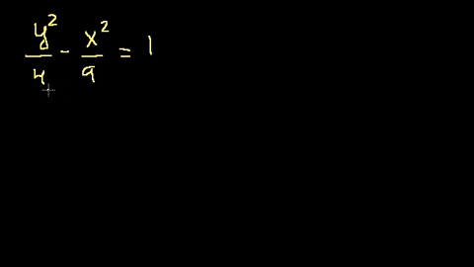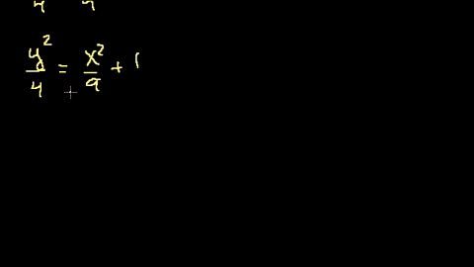So the first thing to figure out about this hyperbola is what are its asymptotes. And once again, I always forget the formulas, and I just try to solve for y and see what happens when x approaches positive or negative infinity. So if you solve for y, you can add x squared over 9 to both sides, and you get y squared over 4 is equal to x squared over 9 plus 1. Now I can multiply both sides by 4, and you get y squared is equal to 4 over 9 times x squared plus 4.